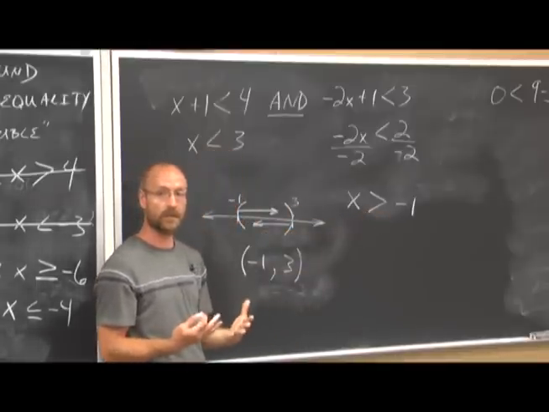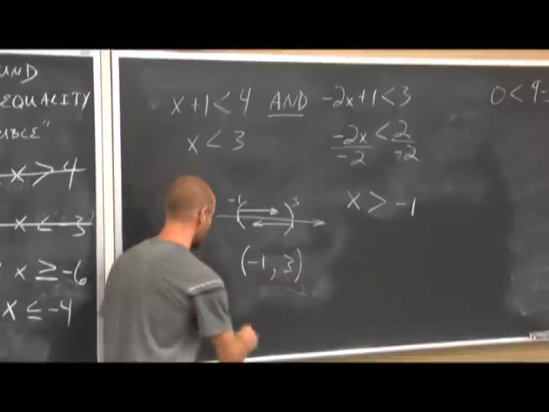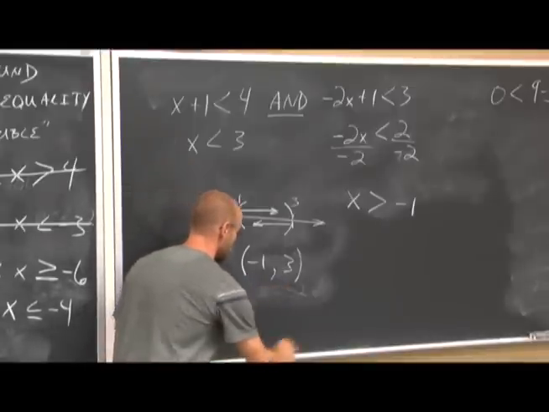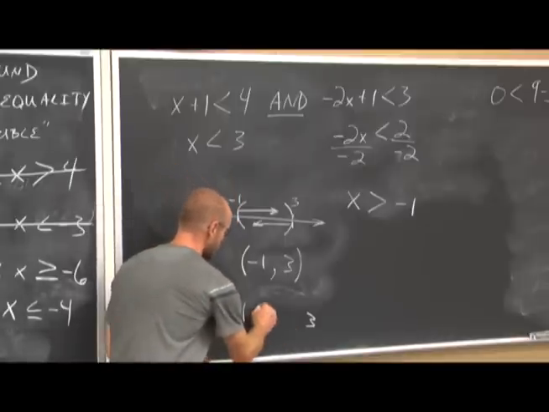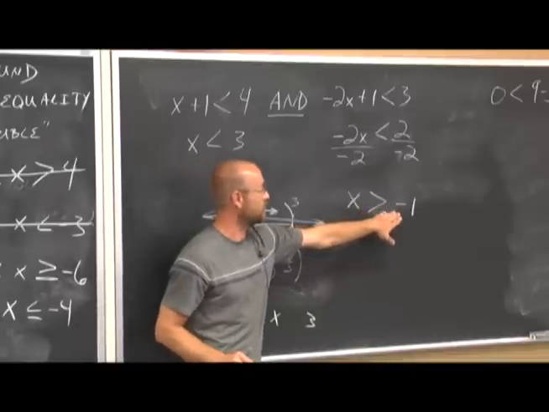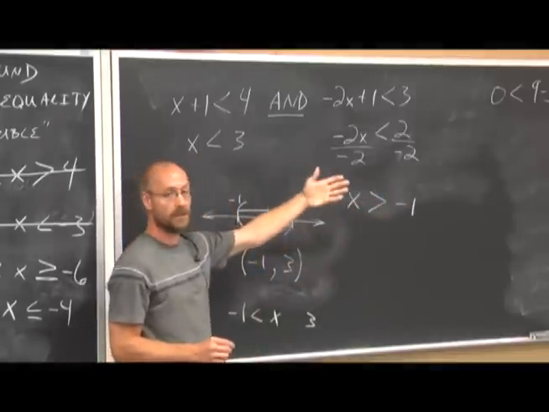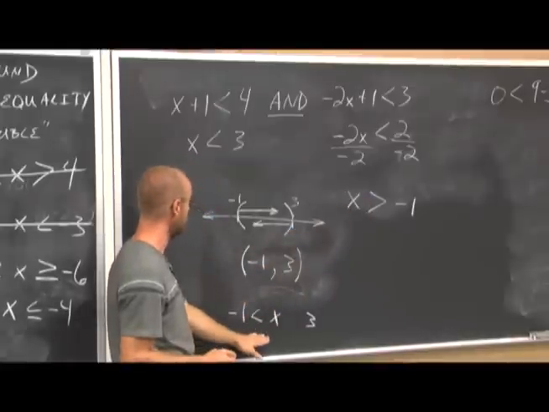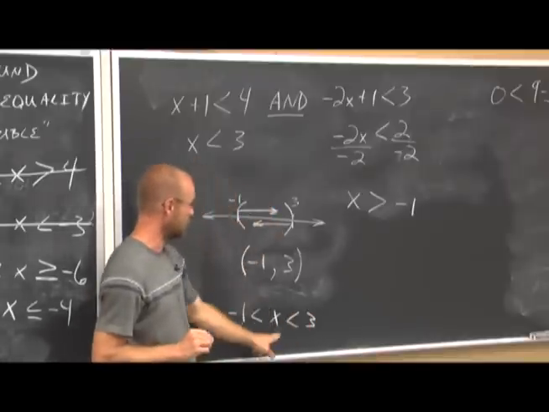Let's write this as a double inequality, because we have shown that it is a true intersection. So I can say, well, there's negative 1 here, positive 3 there, again, left to right. And negative 1 is less than x. If x is greater than negative 1, if we could pull that off the board and turn it around, we'd see negative 1 is less than x. And that's what we have here. And x is less than 3. That is what it is. X is less than 3.